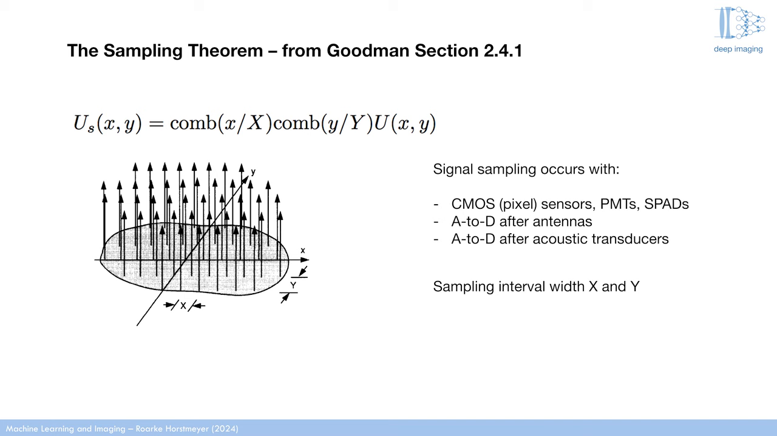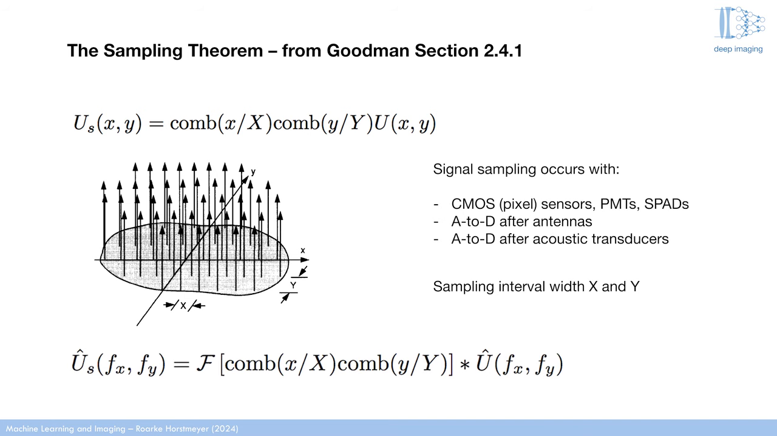Okay, so to understand this, we're going to first define our sampled signal, and it's equal to the product, in this derivation, of our continuous field U, which is a two-dimensional continuous complex function, and a comb function. So comb functions are just a series of delta functions that are evenly spaced. Those are the arrows. Each of those delta functions samples our signal.